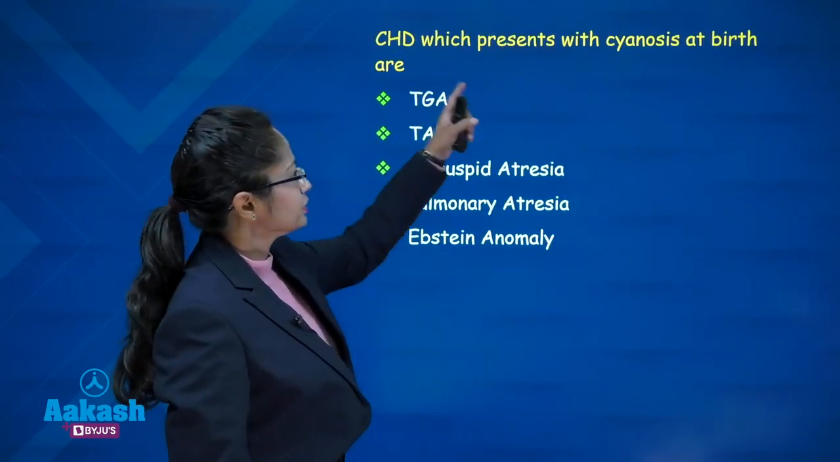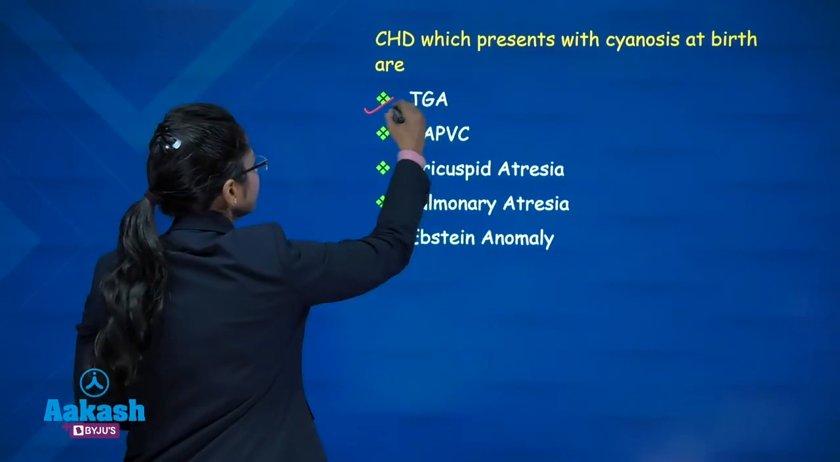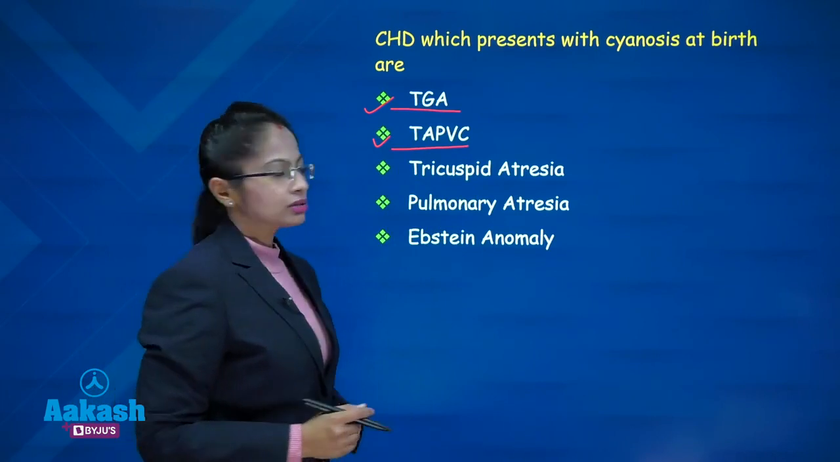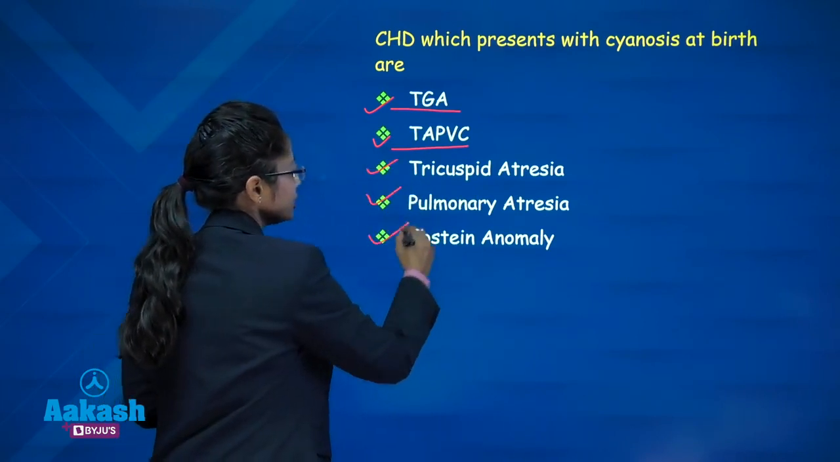The CHDs which are associated with cyanosis at birth are TGA, transposition of great arteries, total anomalous pulmonary venous connection, obstructive type, tricuspid atresia, pulmonary atresia and Ebstein anomaly.